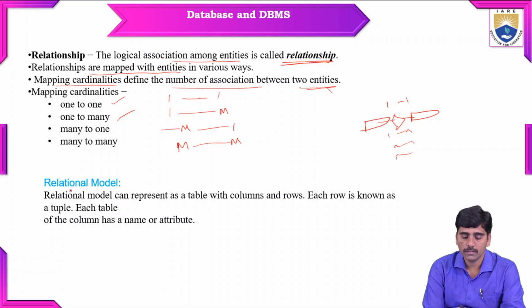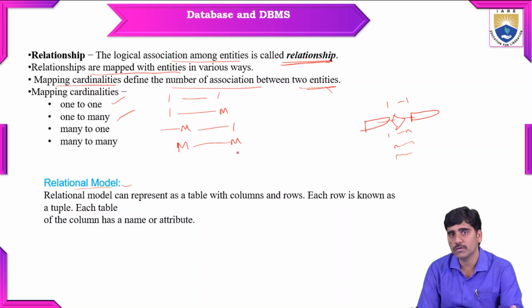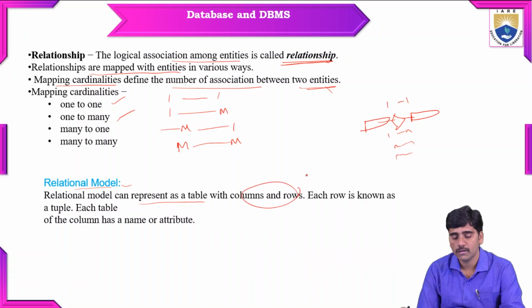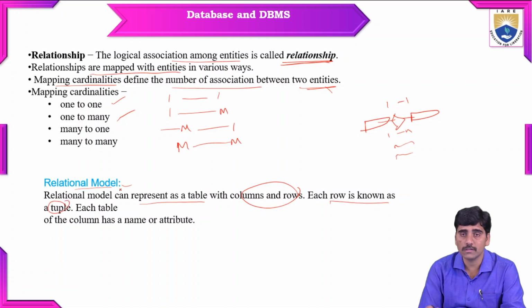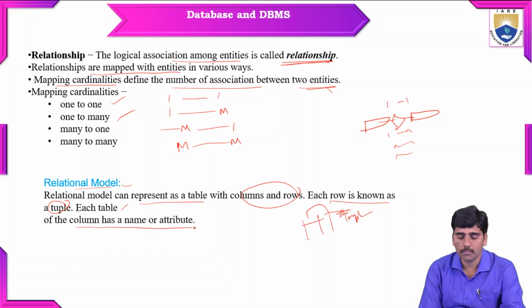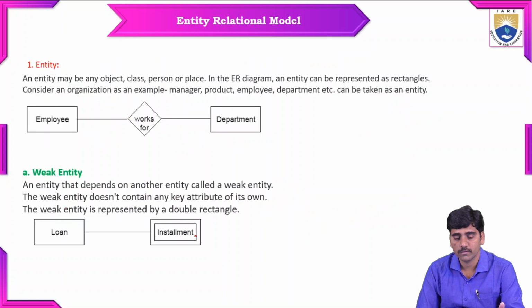Relational model. The next model is the relational model. It can be represented as a table with columns and rows. Each row is known as a tuple. In this relational model, each row is called a tuple. Each column of the table has a name, or attribute.